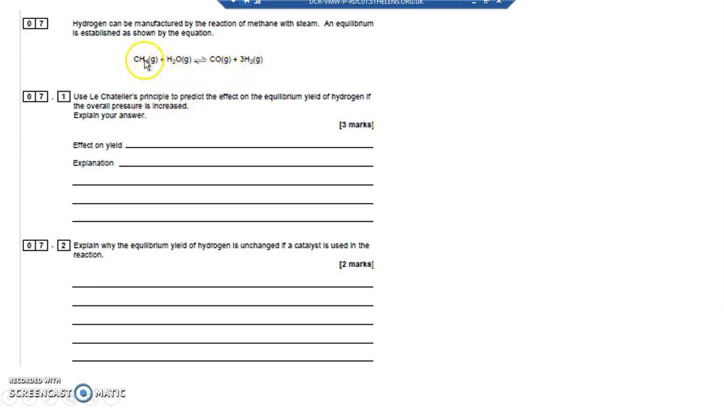So pressure is related to volume. So let's have a look at the volume of the gases, the number of moles of gas on the left hand side. I've got 1 and 1 is 2 on the left hand side, and I've got 1 and 3, 4 on the right hand side. So I've increased pressure. By Le Chatelier's principle, it'll try and oppose that change and lower the pressure.